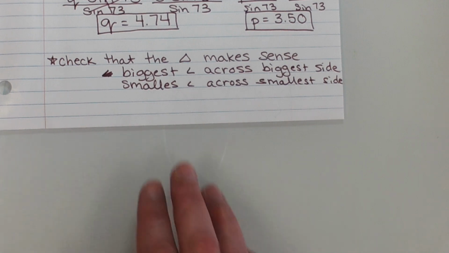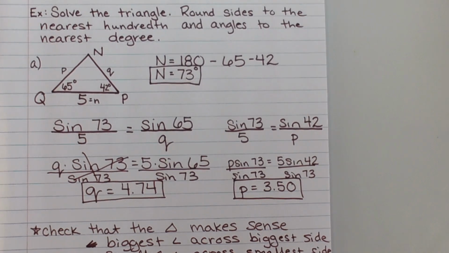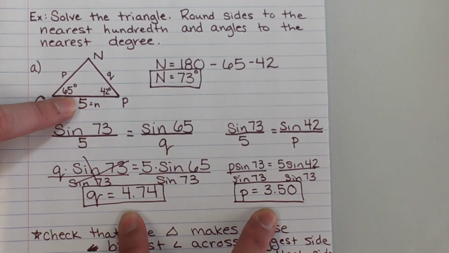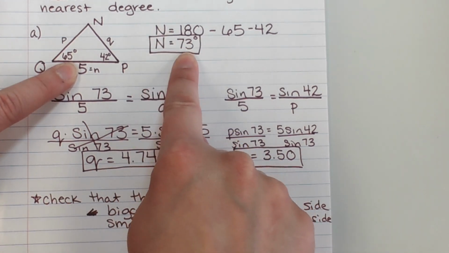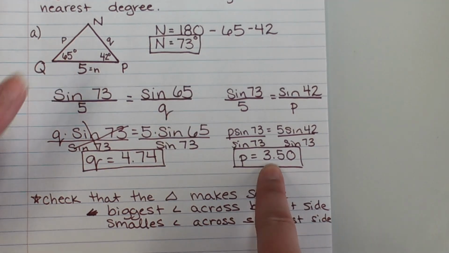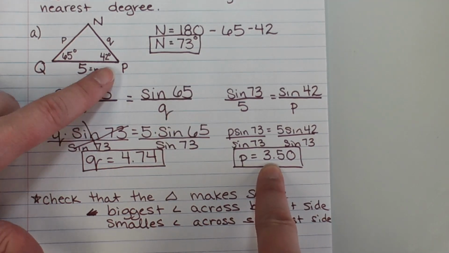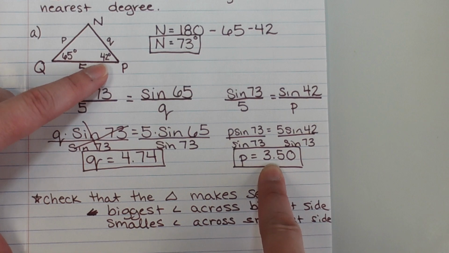Okay, these two and this side are my three sides. Biggest one's 5. It's side N, so angle N better be the biggest. Is that the biggest angle? Yes, it is. Smallest side's 3.5. Smallest angle's 42. Are those across from one another? Sweet, we're good. 95% of the time, it's going to work out beautifully.